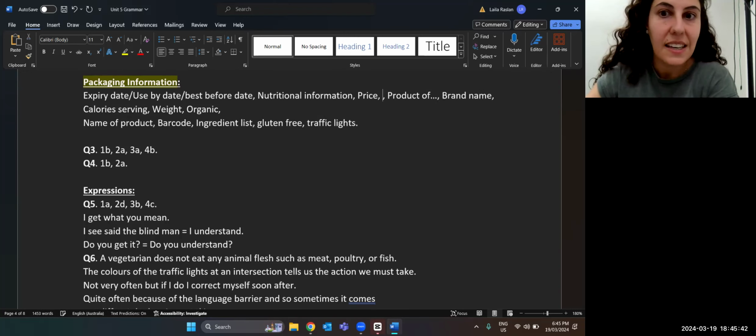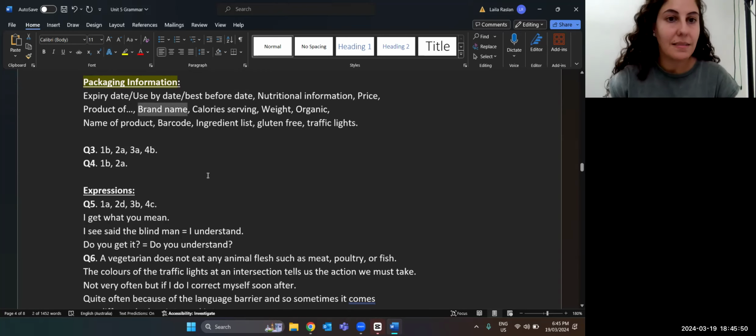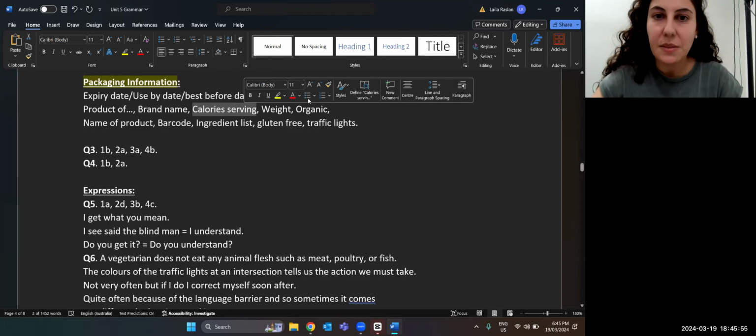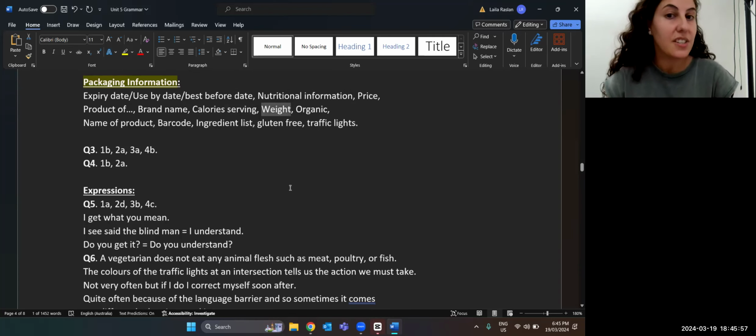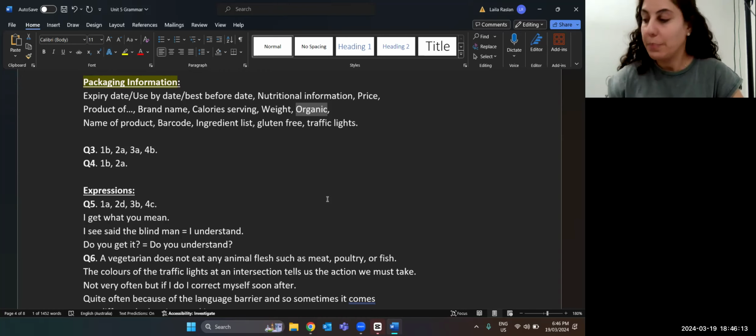You'll also see the brand name. So that means the company who made it, the brand name. Calorie serving. So again, that's more the nutritional, the weight, how much does it weigh? So if it's like a packet of cucumber, you'll see how much does it weigh. You'll see if it's organic. So have you seen this word? Organic means that it's grown without chemicals, in better soil, without using sprays and all that for bugs and insects.